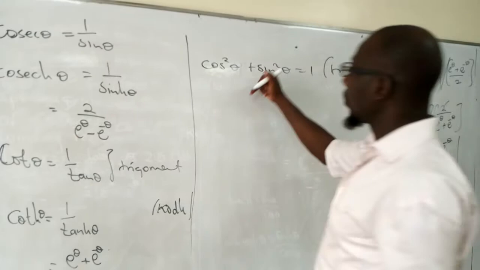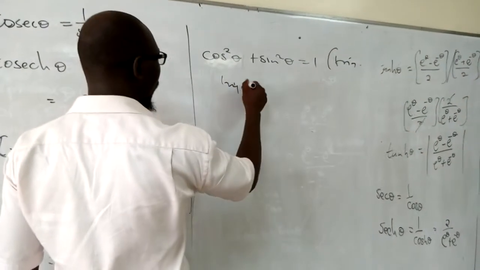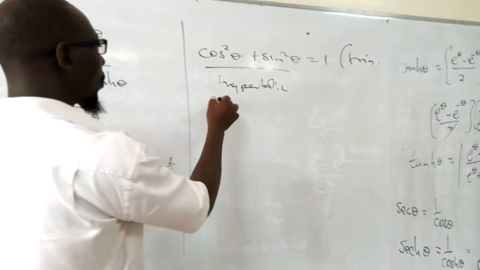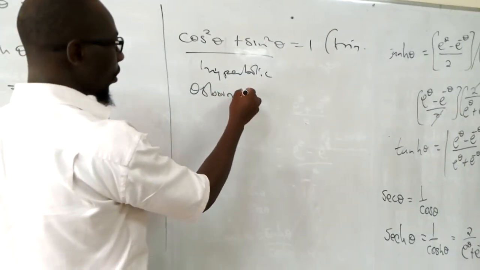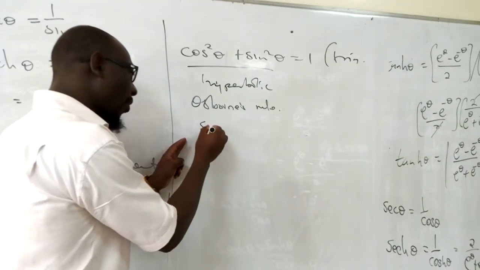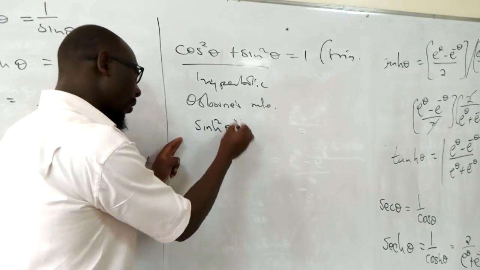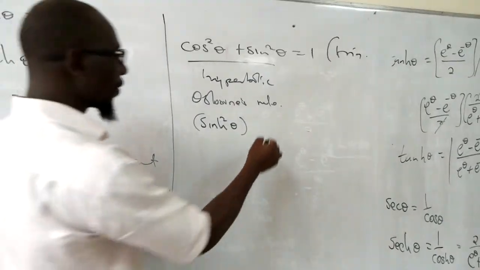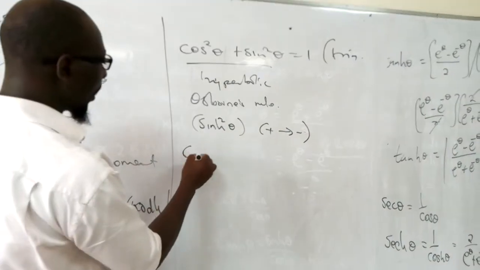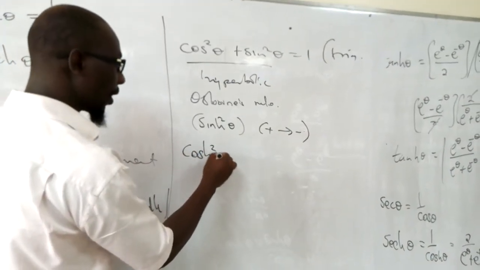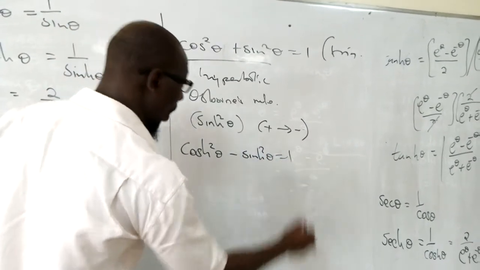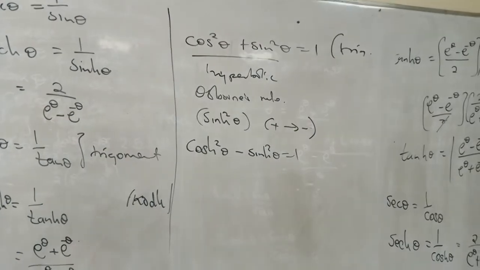For hyperbolic functions, we use what we call Osborn's rule, which says that provided we have a square of a function, the positive sign changes to negative. So it implies that cosine hyperbolic squared of theta minus sine hyperbolic squared of theta should be equal to 1. That one is what Osborn's rule is telling us.